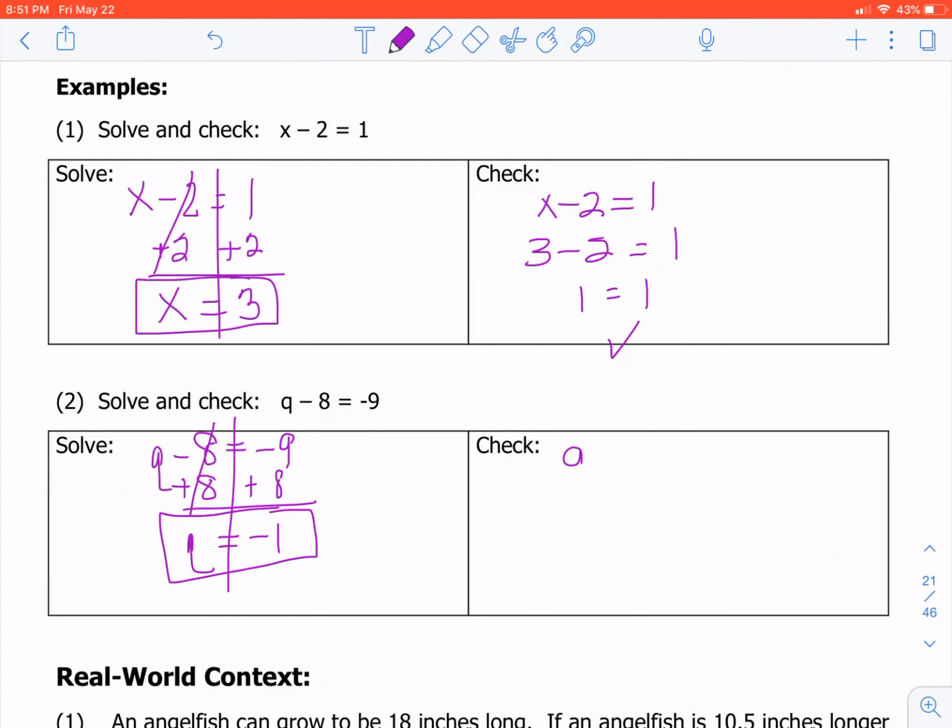All right, let's do a quick check. Rewrite the problem. We're going to replace our q with negative 1. Now, I'm going to do leave, change, change. You can also enter this into the calculator, but leave, change, change. So negative 9 is equal to negative 9. It does work.